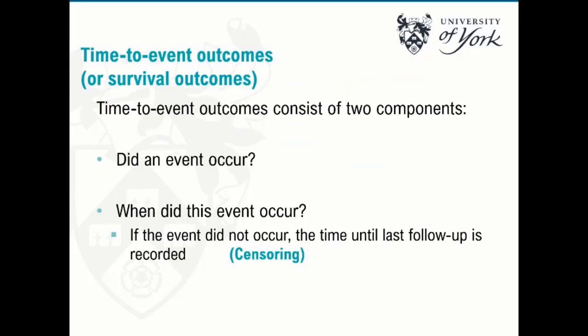The final outcome type is time to event or survival. Time to event outcomes are different from dichotomous and continuous outcomes in that they consist of two separate components. 1, did an event occur? And 2, when did this event occur? If an event did not occur, the time until last follow-up is recorded, which is known as censoring. Censoring indicates that the follow-up period ended before the event occurred.